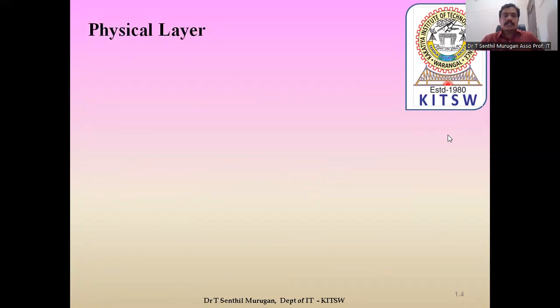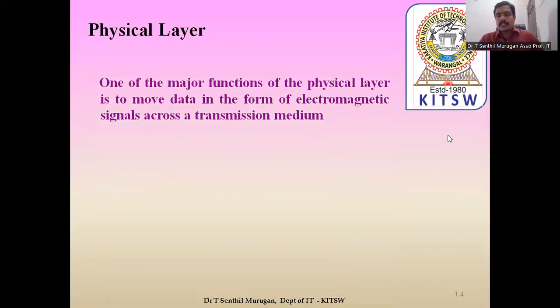So what is the physical layer? Already we have discussed the seven layers in the OSI model, the Open Systems Interconnection model. In this model, the first layer, the bottom layer, is the physical layer. The physical layer is responsible for moving the data from one end to another end as electromagnetic signals through the medium.